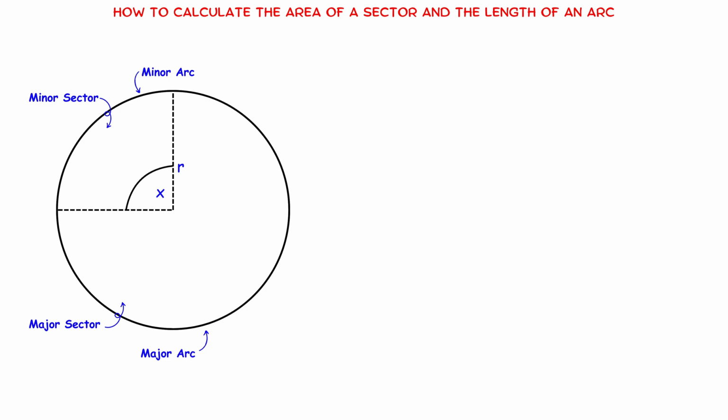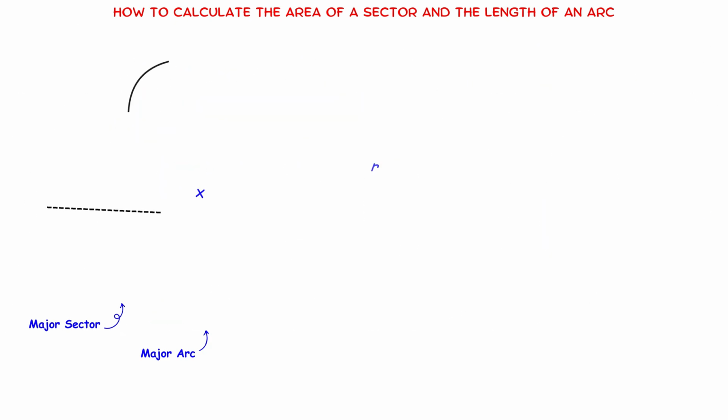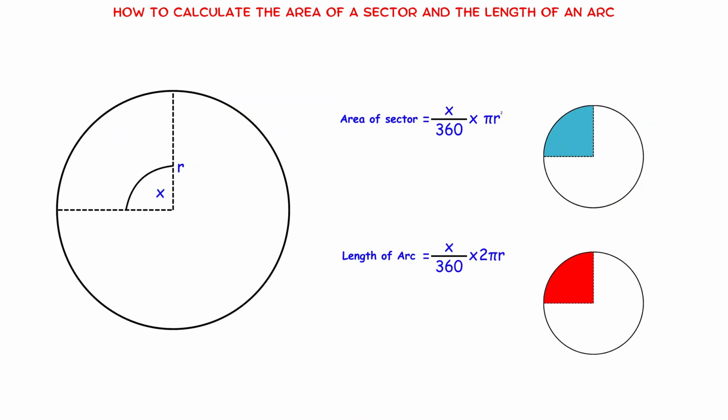And when you get questions about this stuff in the exam, they're normally going to give you this angle here of the minor sector and the length of the radius. Now, if you want, you can just memorize these two formulas here, and by plugging in the angle as x and the radius as r, this will give you the area of a sector or the length of the arc.